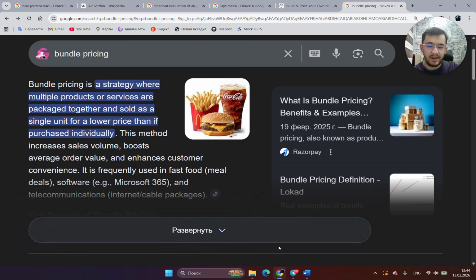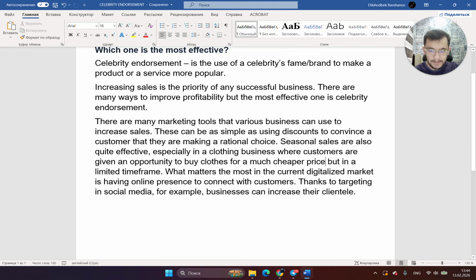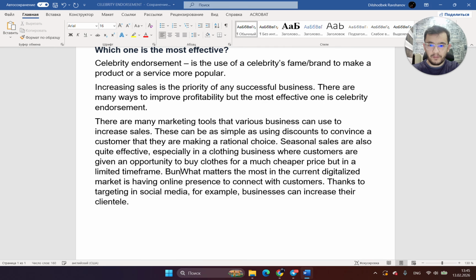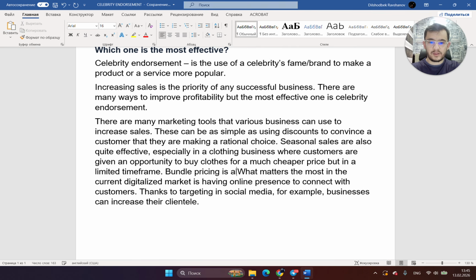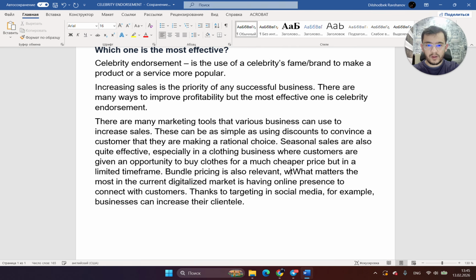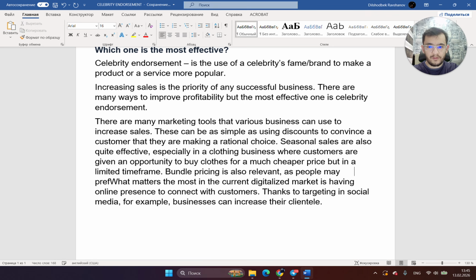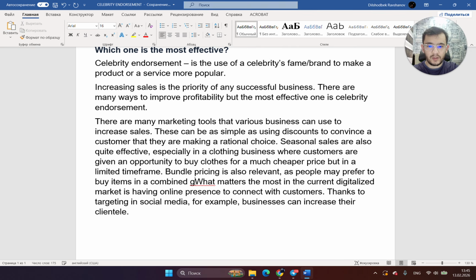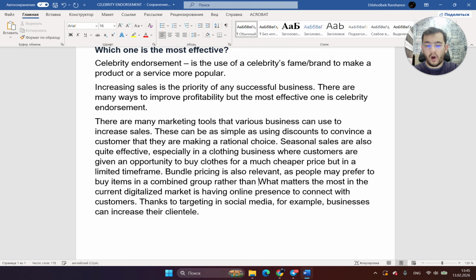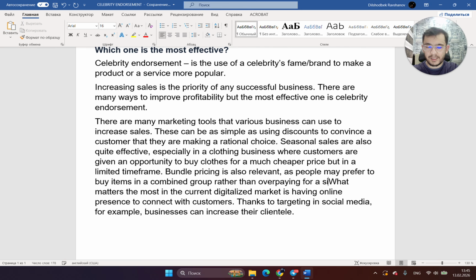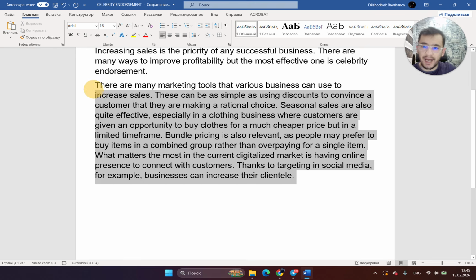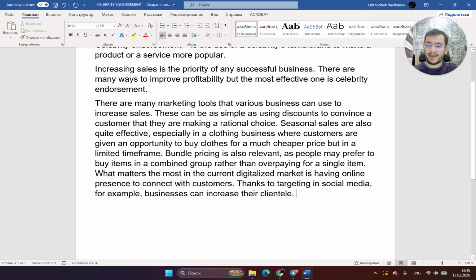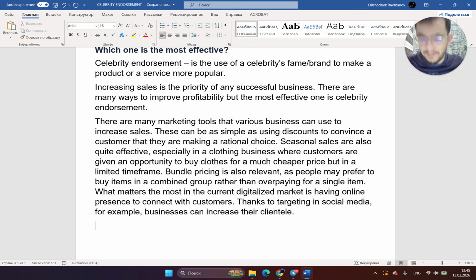But I forgot to say bundle pricing, so maybe here I could say bundle pricing is also relevant, right? As people may prefer to buy items in a combined group rather than overpaying for a single item. There you go. Nice. That's going to be a huge main body though. It's like 100 words, 115, but it's okay. Today I'm going with 2 balanced main bodies, I guess, so that's fine.